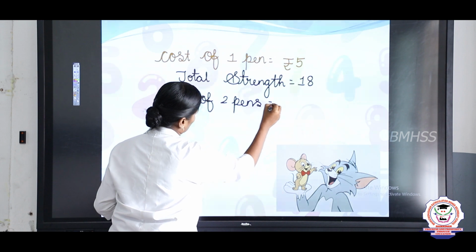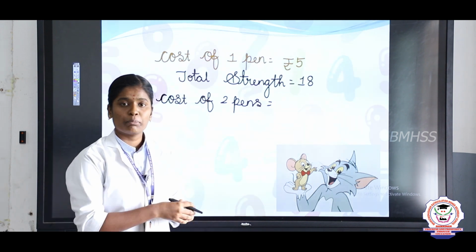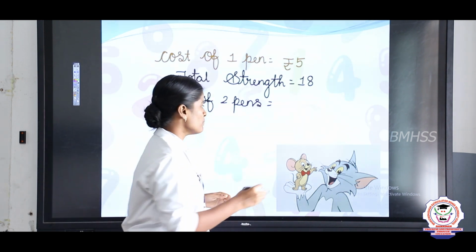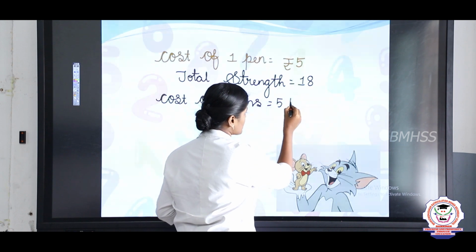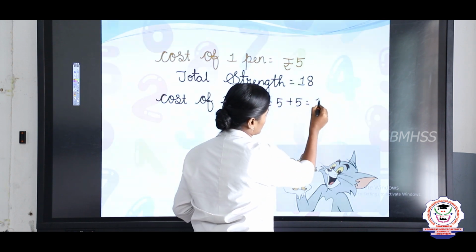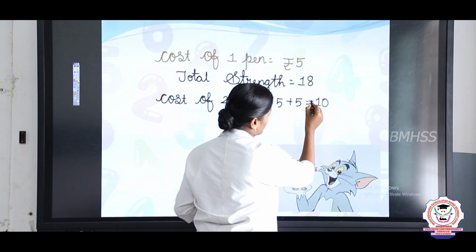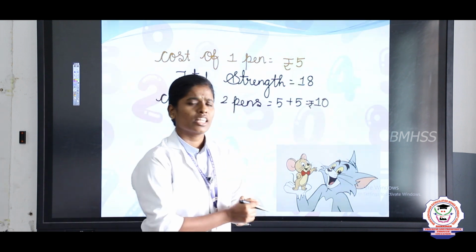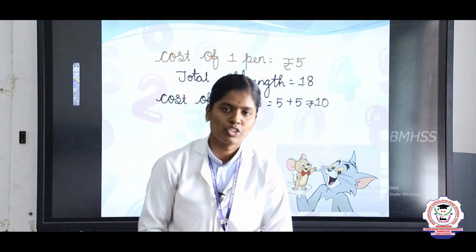Cost of 2 pens equal to, the cost of 1 pen is 5 rupees. So, simply take 5 plus 5. So, the answer is 10. The cost of 2 pens is 10 rupees.